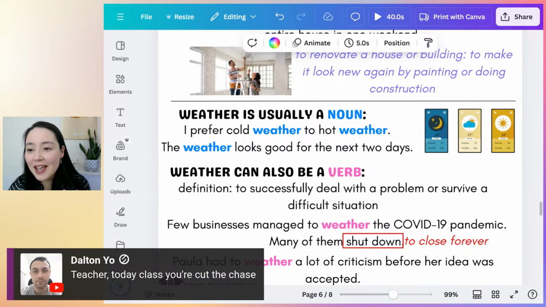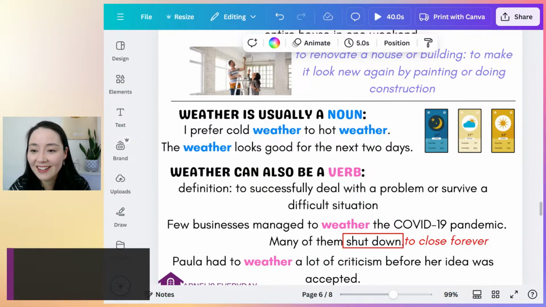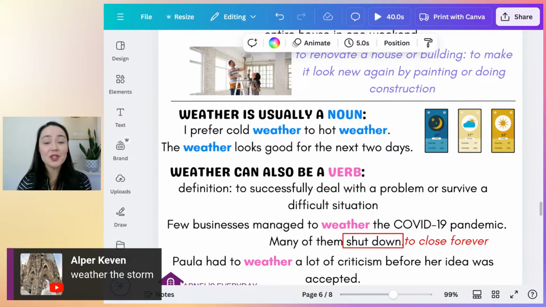Darling teacher, today's class you cut to the chase. I guess I did. I'm moving so quickly today. Yeah, it's just advanced expressions. I cut to the chase today. That's right. Alper, wonderful. You guessed the next expression.